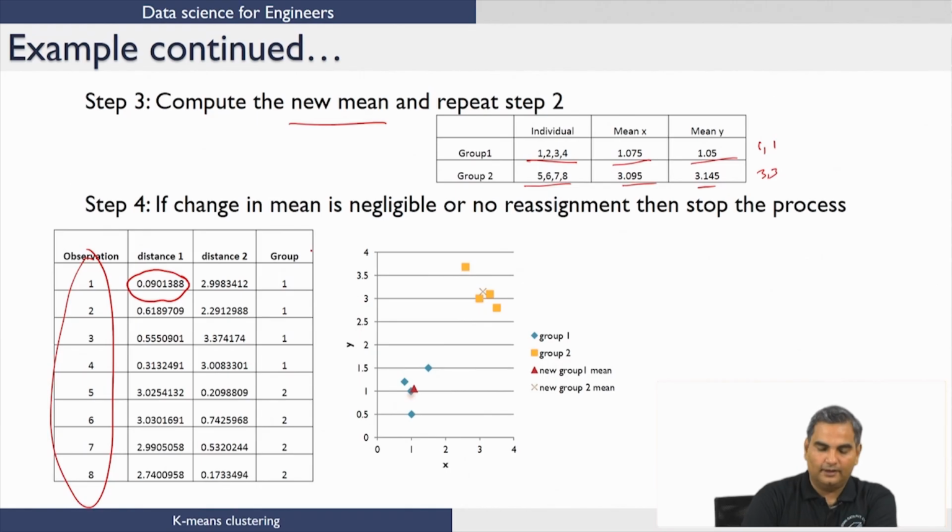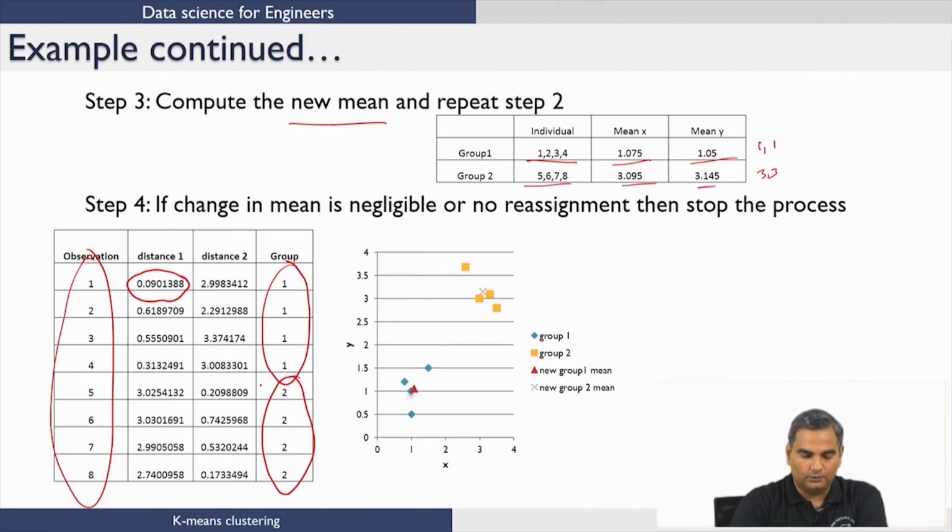and depending on that you assign these groups. Now, you notice that by doing this there was no reassignment that happened. So, whatever were the samples that were originally in group 1 remain in group 1, and whatever are the samples which are in group 2 remain in group 2.